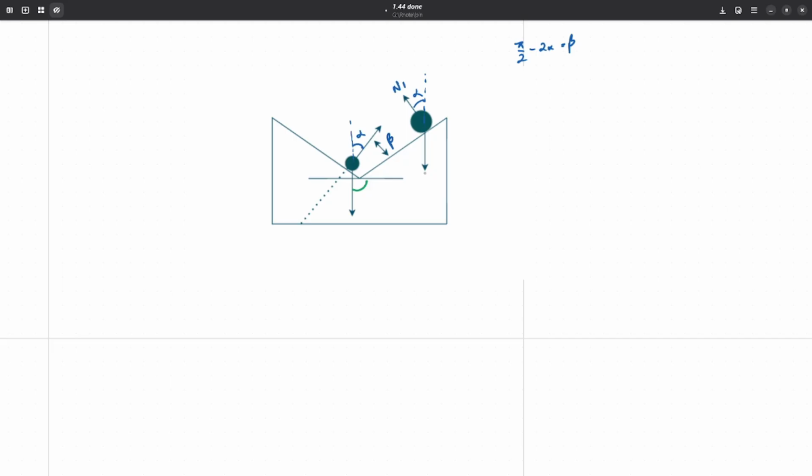This is n1, and this is m1g, this is m2g, and this is n2, where this is mass m1 and this is m2. From the first equation, we have r1x is equal to r2x, and r1x is n1 sine alpha along the horizontal, and r2x is n2 sine alpha along the horizontal. Therefore, n1 is equal to n2. This is our second equation.